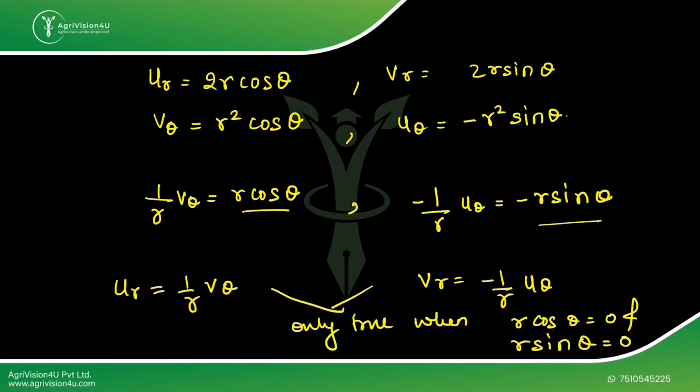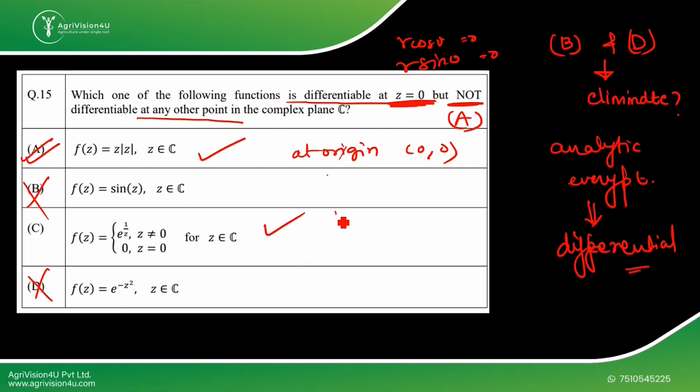For option C, the function given to you is e to the power 1 by z, right? So if you differentiate this, what will you get? You will get f dash z equal to e to the power 1 by z times minus 1 divided by z square. So you can see it is differentiable at other points as well, right? If you put values other than 0, you will get a finite value. So it is differentiable at other points as well. So it is not a correct option again. So option A is the correct answer for this.